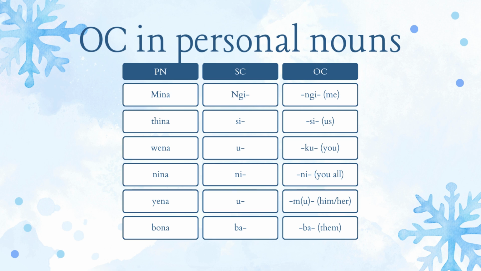Then we move on to Tina. Tina has a subject concord si and then an object concord si. That means us. Wena has a subject concord u and an object concord ku, which is you. Nina has a subject concord ni and an object concord ni, which is you all. Yena has a subject concord u and an object concord mu, which means him or her. Then Bona has a subject concord ba and an object concord ba, which means them. I hope this is understandable.